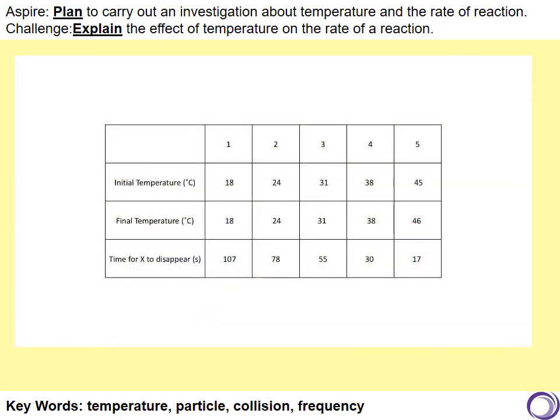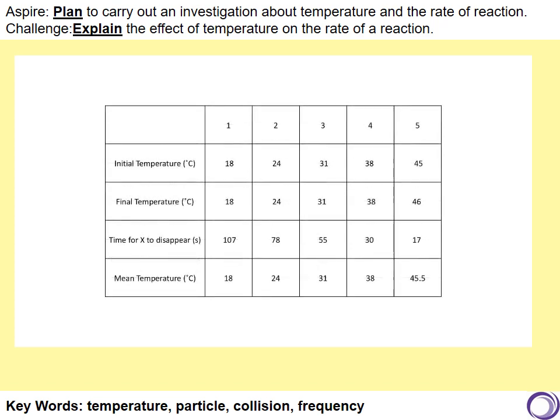You should now have a data set that looks like this. The temperature at which each experiment was carried out must be known as accurately as possible. Therefore, you must calculate the mean temperature. This will be used when plotting your graph.